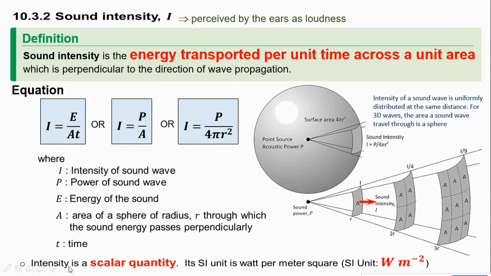Basically the intensity is a scalar quantity. Its SI unit is watt per meter squared. The intensity of a sound wave is uniformly distributed at the same distance. For a 3D wave, the area a sound wave travels through is a sphere.